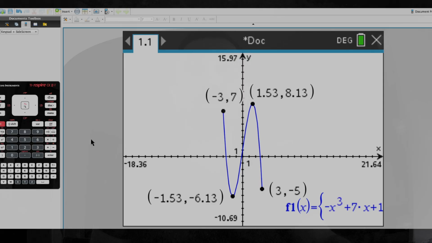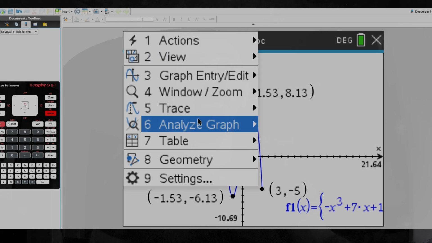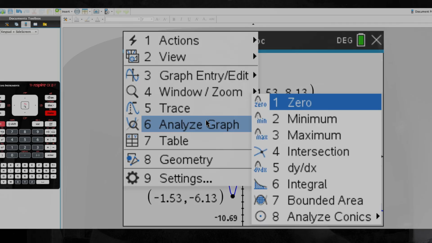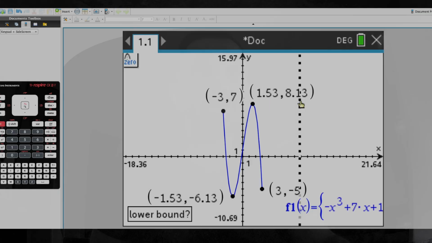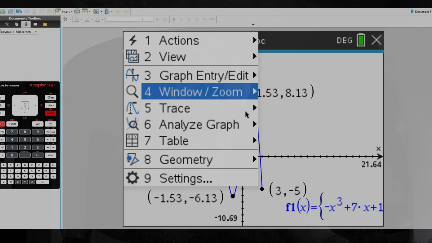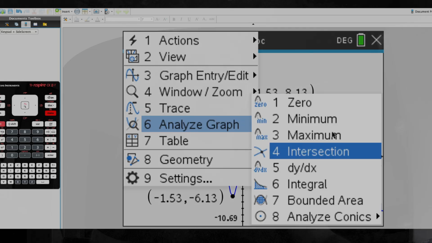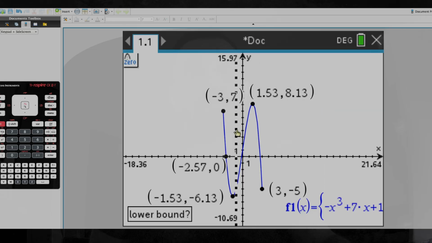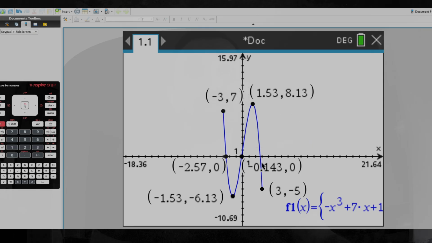We need to find also the x-intercept. So what are the x-intercepts? One more time. Analyze graph. This time you're going to choose 0. Remember, for every x-intercept you have to do this process one time. Okay, so this is one x-intercept. One more time. Analyze graph. One more time. This is the second x-intercept.